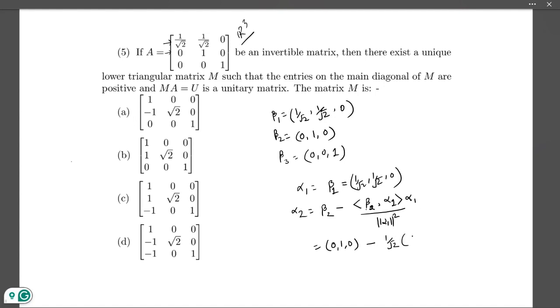So we have alpha 1. This is nothing but 1 by root 2, 1 by root 2, comma 0. Okay. Now this is your 0, 1, 0, and here we have 1 by 2, minus, sorry, 1 by 2, 0, and it becomes minus 1 by 2, and here we have plus 1 by 2 and then 0. So you get your alpha 2.